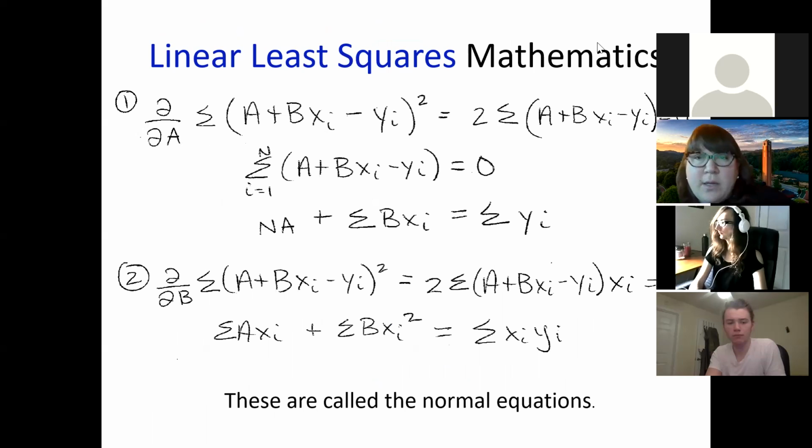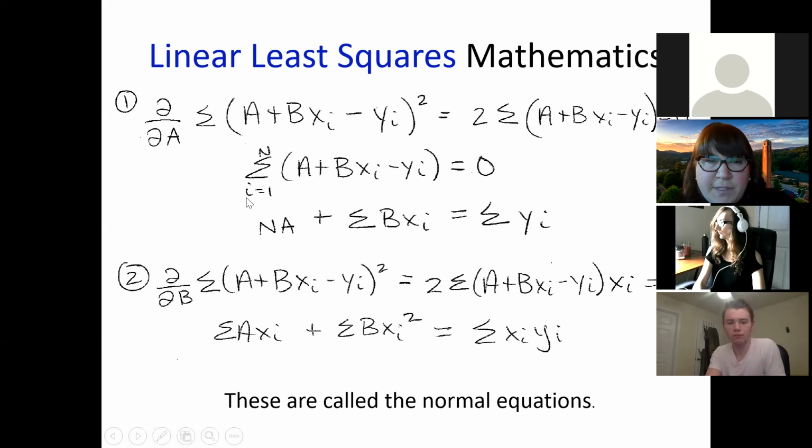Sorry, getting this out of the way. Is going to be equal to, we're going to pull this 2 down to the front, and then keep the inside of our function there, and then there's nothing else attached to the a here, so we don't have to multiply any more chain rule sort of things outside. So we end up with 2 times the sum of a plus b x sub i minus y sub i. The sum of that is equal to 0.